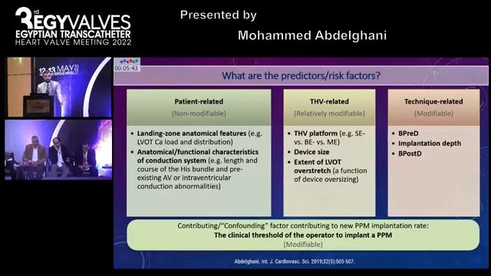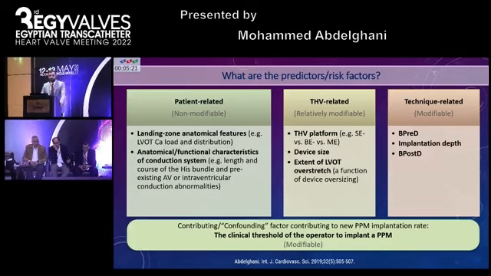Regarding device-related risk factors, of course, the platform itself plays a role. Mechanically expandable devices, for example the Lotus valve, which is otherwise a superb device, have been associated with exceedingly high rates of pacemaker requirement. Device size per se, as well as in relation to the LVOT, the extent of LVOT oversizing, may also play a role.